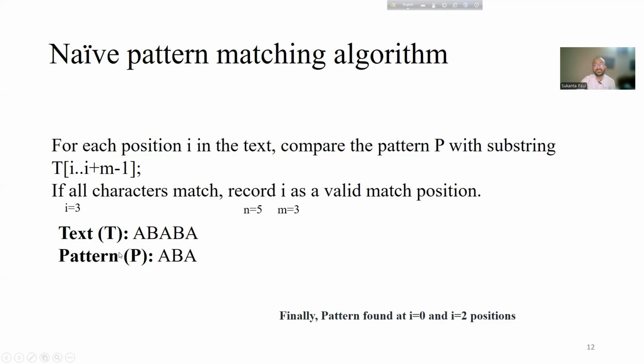The search will go through up to 5 minus 3, that means position 2. If the value of i is greater than 2, that time the loop is going to end. So here i equal to 3 is greater than n minus m, that means the search is completed. Finally, we can say that the pattern is found at i equal to 0 and i equal to 2 position.